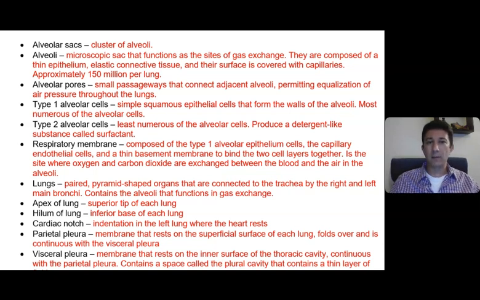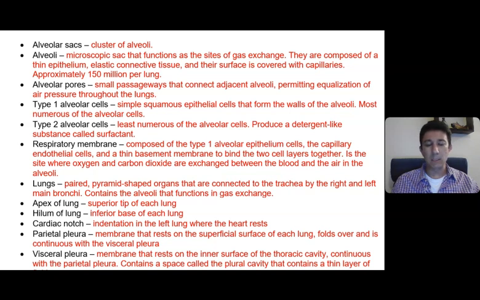And it's those alveoli, which are these microscopic little air chambers, air sacs, that function as the site of gas exchange. The alveoli themselves are composed of a very thin epithelial tissue, so they're a very thin, simple squamous epithelium. There's some elastic connective tissue in them as well. And the surface of the alveoli is almost entirely covered with capillaries.